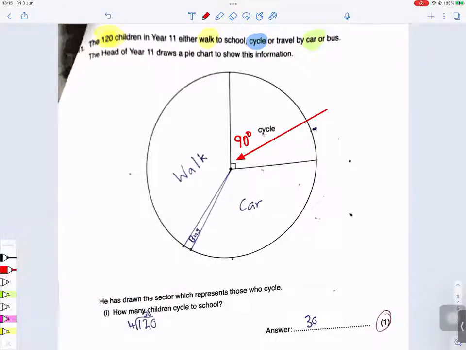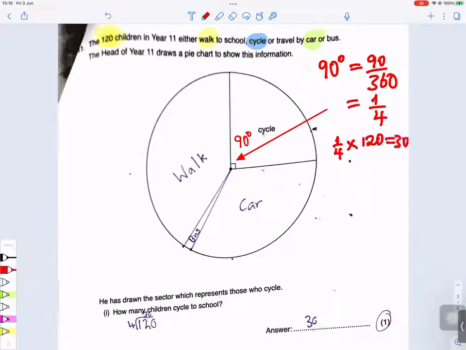But how many students altogether? 120 students. So 90 degrees is a quarter, correct. 90 over 360, which is 1/4. So it will be a quarter of the 120 students. What's a quarter of 120? 30. You see, you know your division. A quarter of 120 is 30.